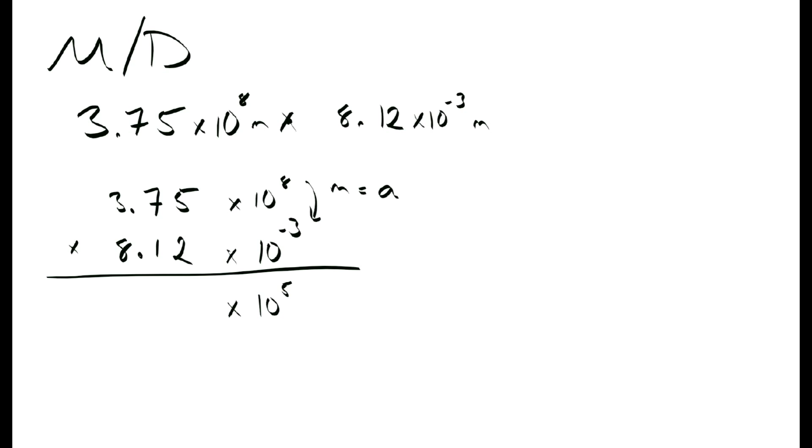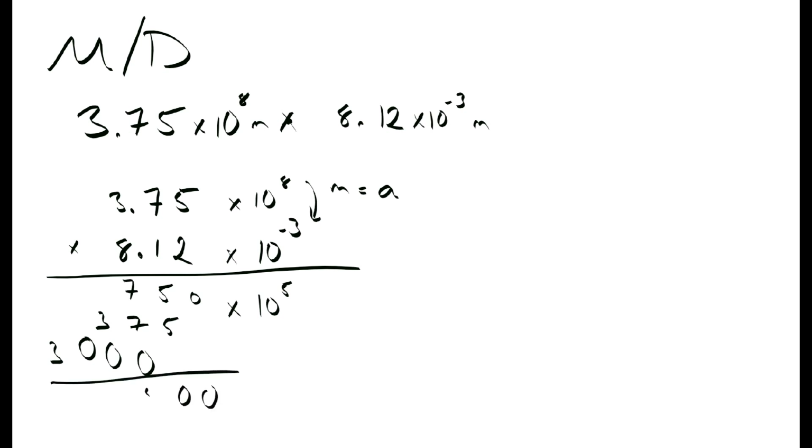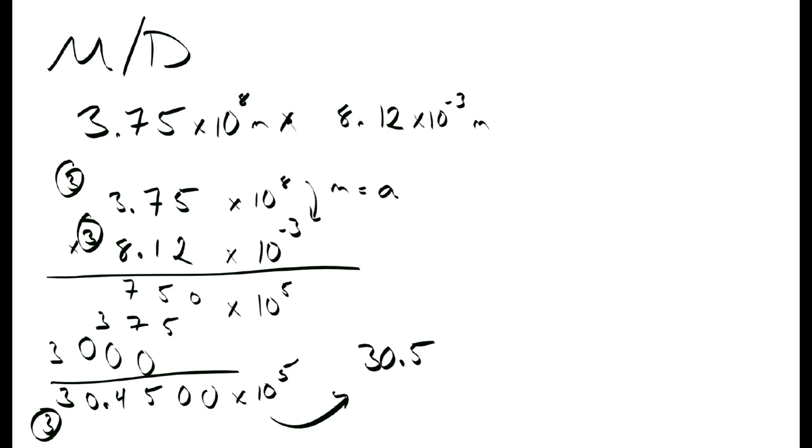And then it's just multiplication as usual. That gives 30.45 times 10 to the 5th. And we have 3 sig figs, so we need 3 sig figs here. That becomes 30.5 times 10 to the 5th. But you want a number between 1 and 10, so it becomes 3.05 times 10 to the 6th. Decimal place goes left, exponent goes up. All right.